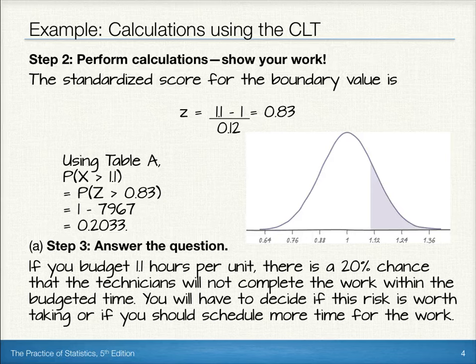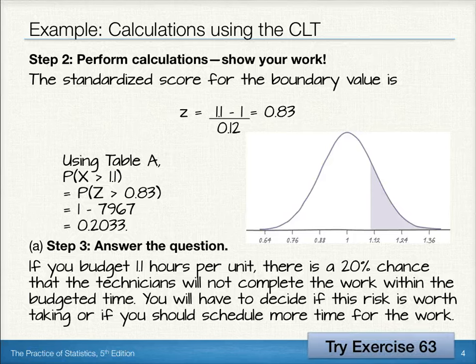So to answer the question, if we budget 1.1 hours per unit, there's about a 20% chance that the technicians will not complete the work within the budgeted time. You'll have to decide if this risk is worth taking or if you should decide to schedule more time for the work. Now for some additional practice in doing calculations using the central limit theorem, try exercise 63.